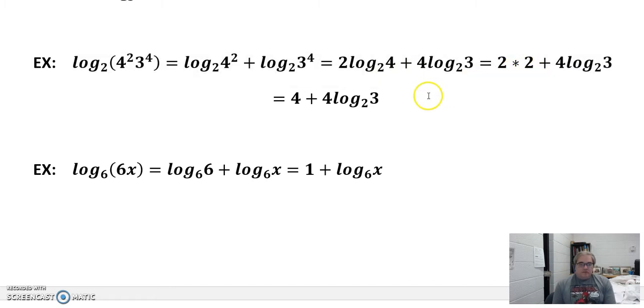And I can simplify. The next one is a little bit simpler looking. I have log base 6 of 6 times x. I can break it up using property 1. I look at the log base 6 of 6. Well, that's equal to 1. 6 to the first power is 6. That's what the logarithm's looking for, is the power.